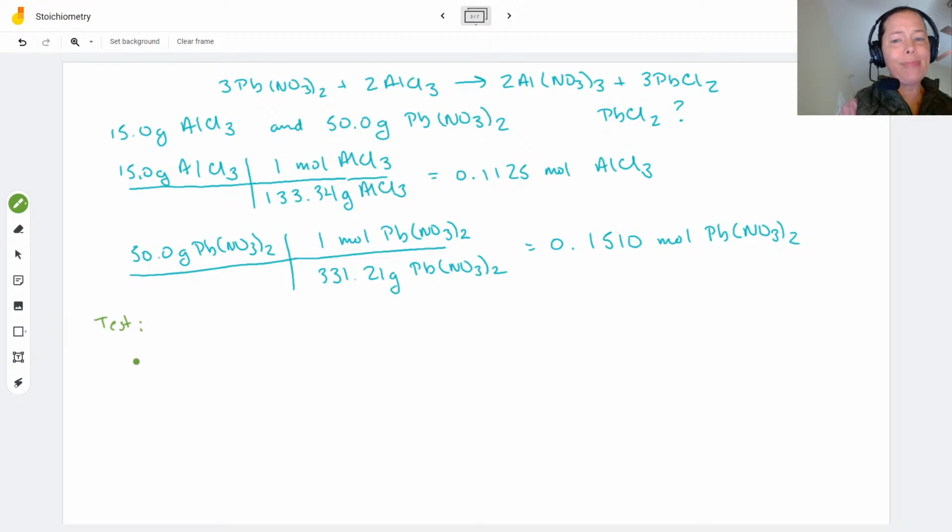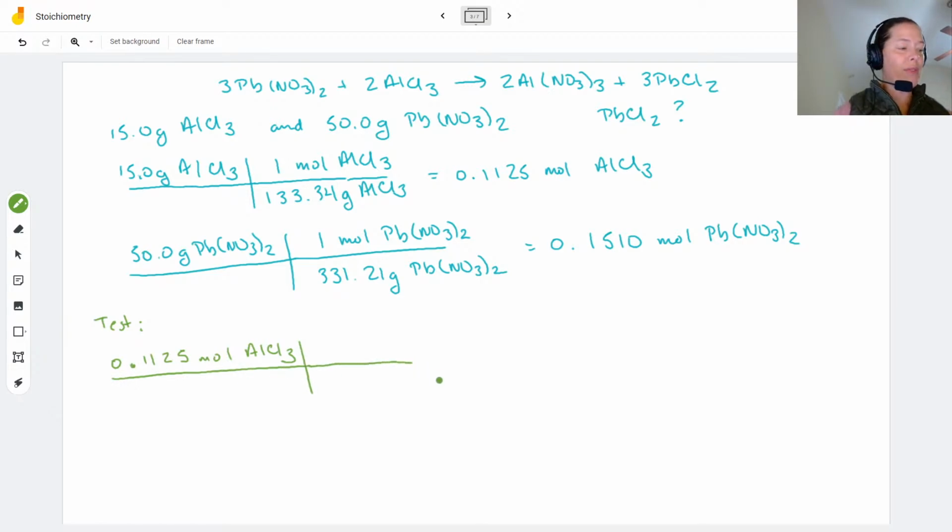I'm going to start with my moles of aluminum chloride, because why not? We'll actually run the test for both of these. You don't have to, especially if you're in a situation where you're under time pressure, like a test or a quiz. You don't have to run both of these tests.